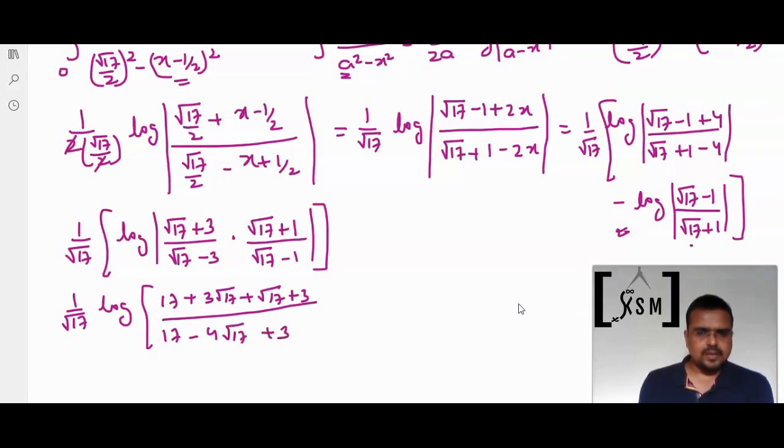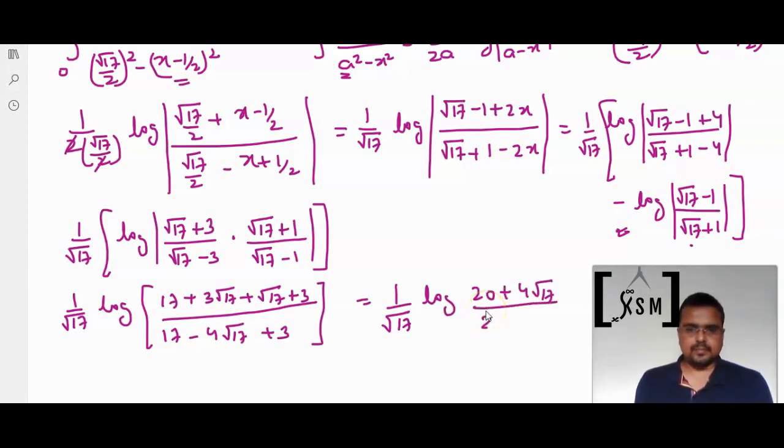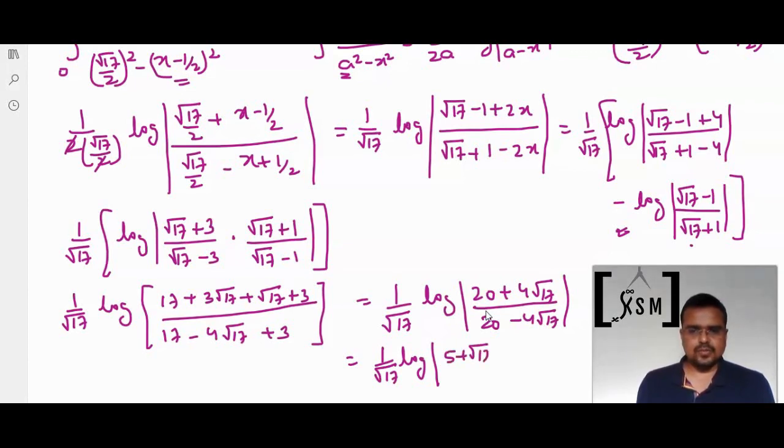So that makes 1 over root 17 log of 20 plus 4 root 17. We will get log of, dividing all by 4, we get 5 plus root 17 over 5 minus root 17, and that is my answer, guys. Good. Let's have a look at the next question.